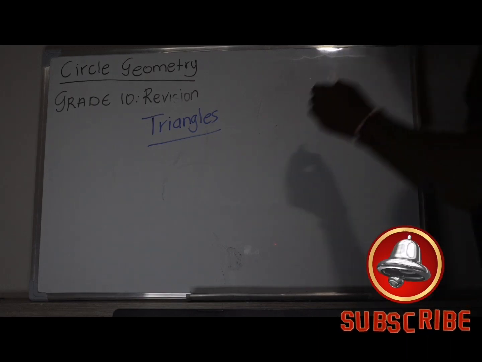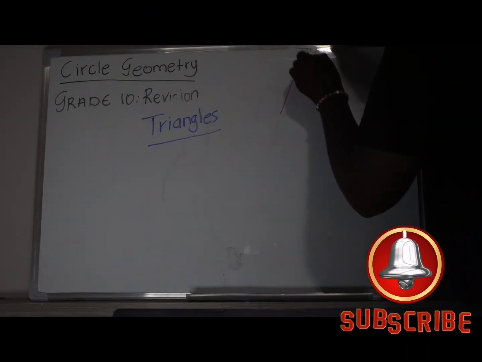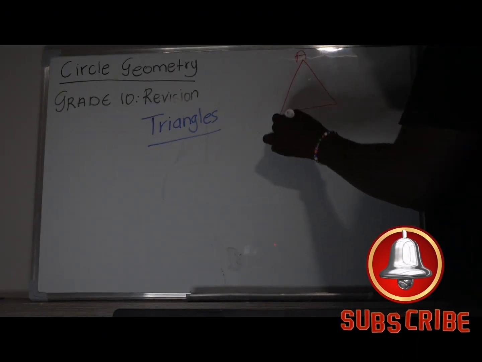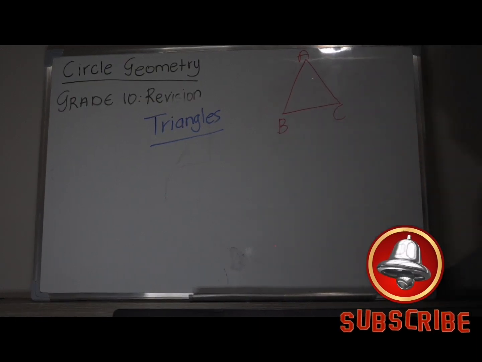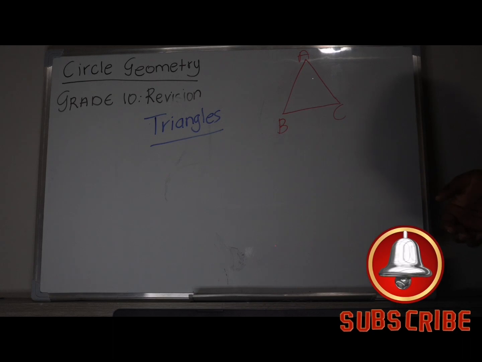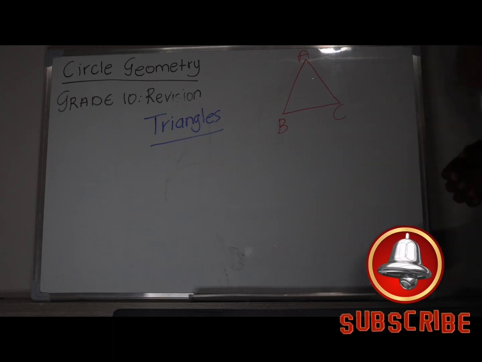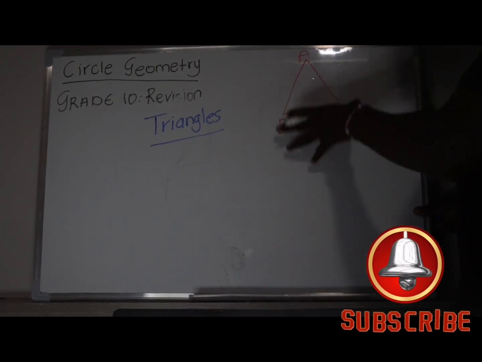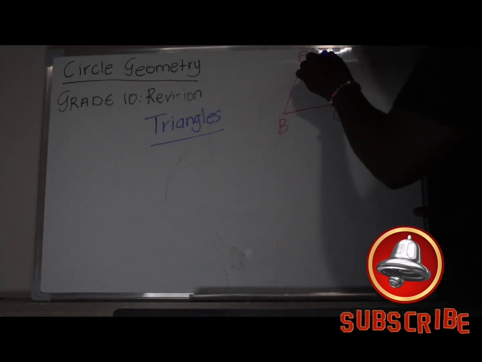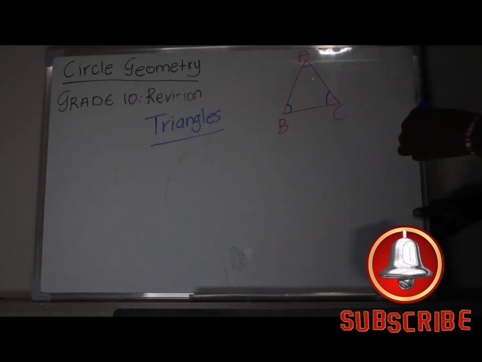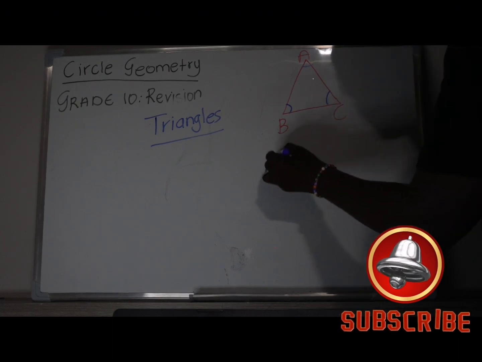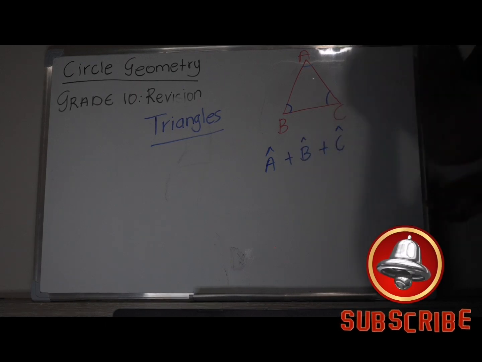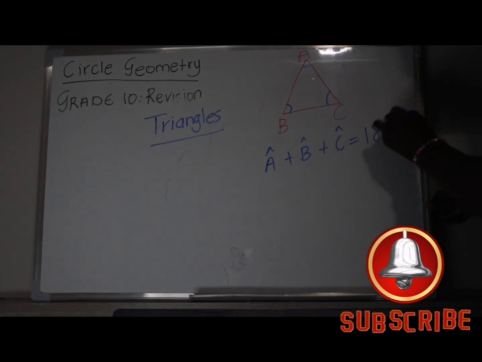Triangles. How do you like triangle A, triangle B, triangle C? Okay, guys. If you have a triangle like this one, you must know all these angles, how they add. They give us 180 degrees. Angle A plus angle B plus angle C equal to 180 degrees.